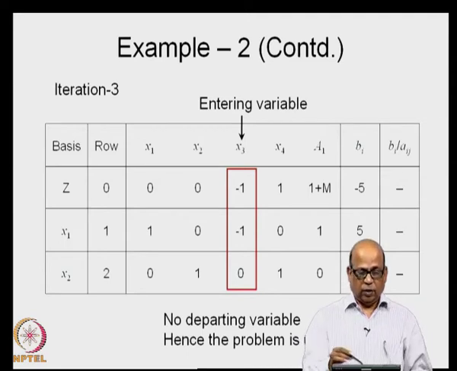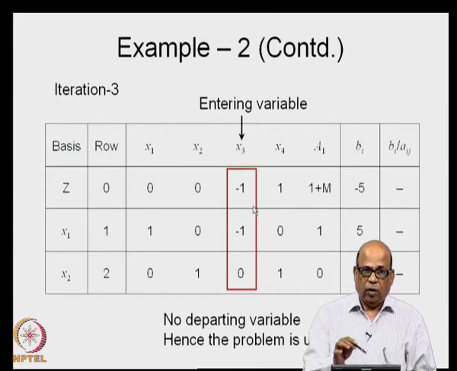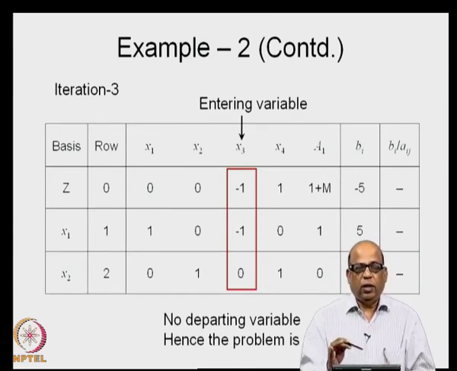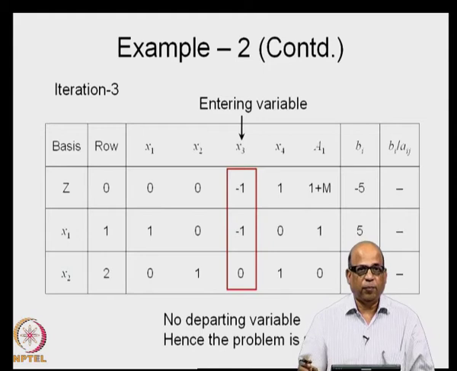At any iteration, this is iteration 3 in this particular case, you have not yet reached the optimal solution. You have been able to identify the entering variable, but there is no departing variable that you can identify. In such a situation, you just terminate the computation and say that the problem is unbounded. So, this is how you identify the unbounded solution.